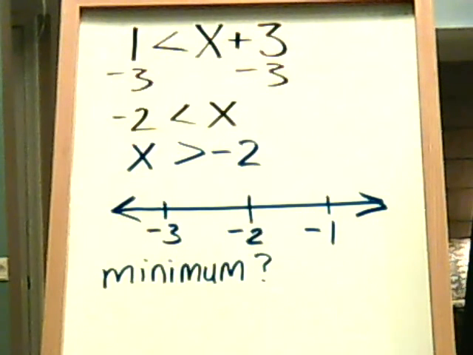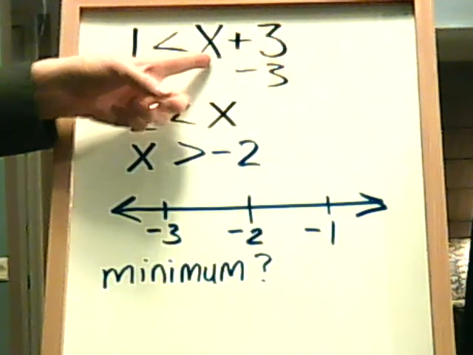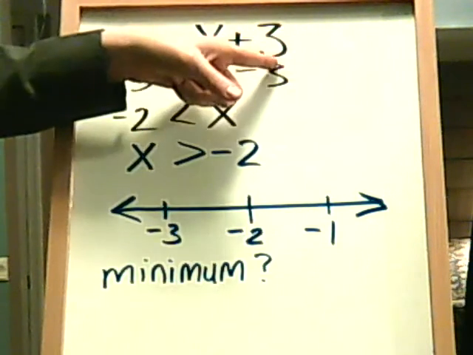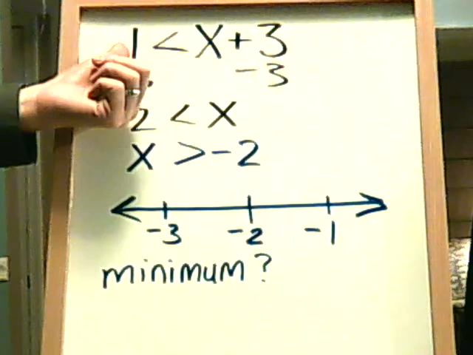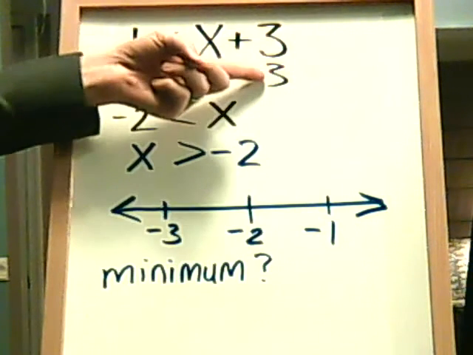Okay, just like in solving equations, the goal is to get the x all by itself on this side of the sign. So over here, what's in the way? It's the plus 3. We're not worried about trying to get rid of the 1 because it's on the other side. So we do the opposite. It says plus 3, we subtract 3.